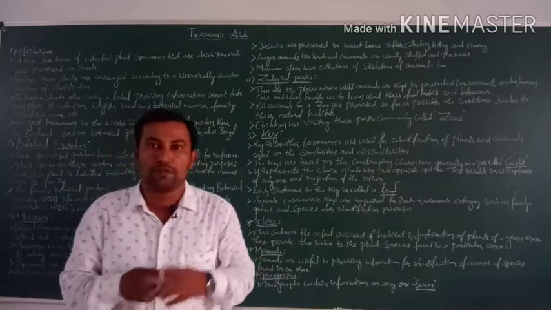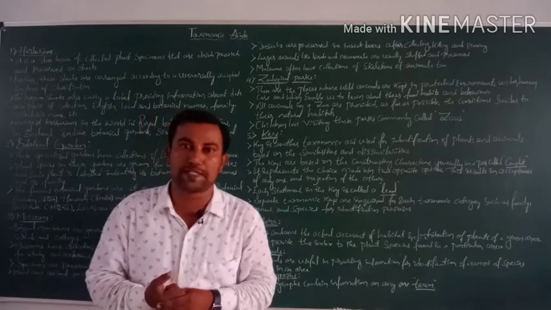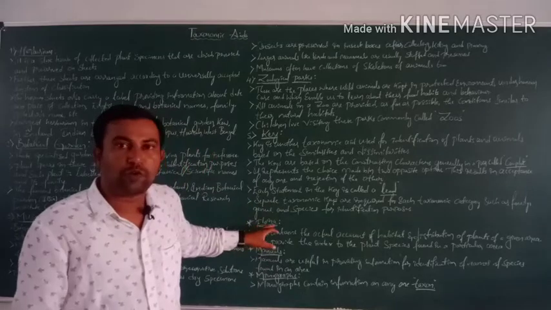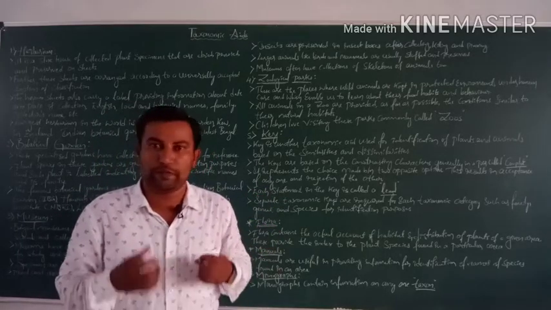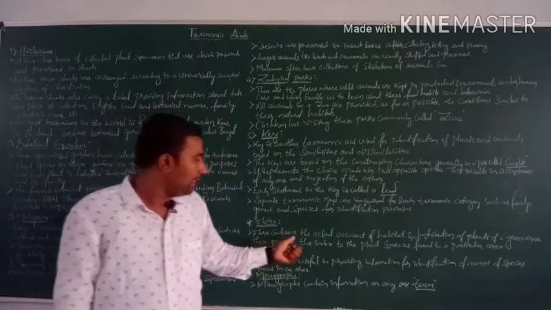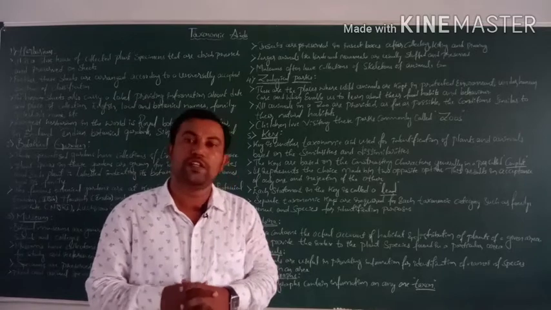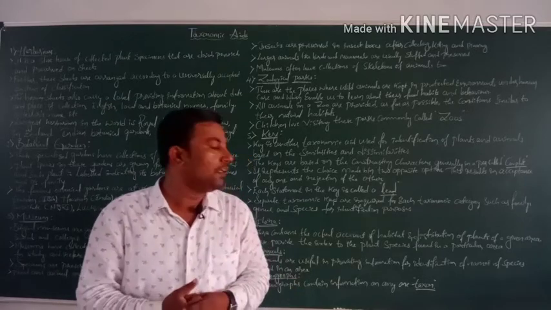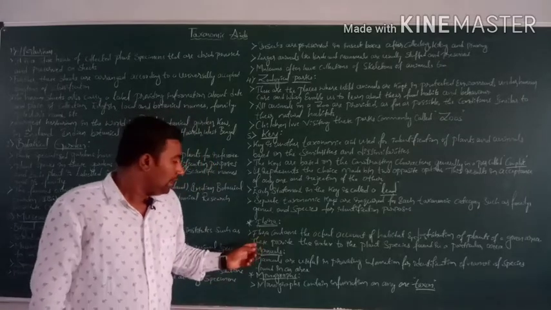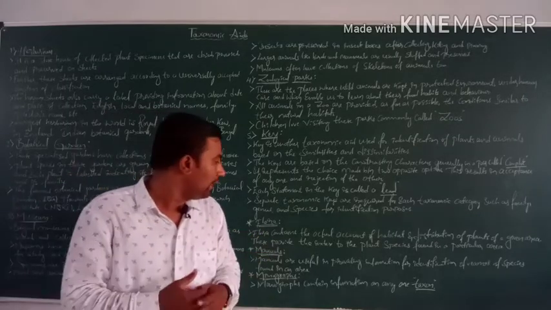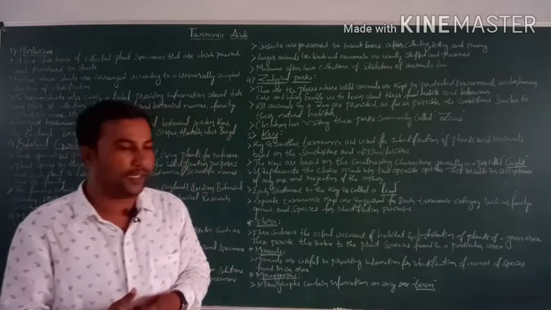First one, flora. Flora means plants, isn't it? Fauna means animals. Now I am mentioning flora. It is a recorded description. The flora contains the actual account of the habitat and distribution of plants of a given area. Okay, and these provide the index to the plant species found in a particular area.